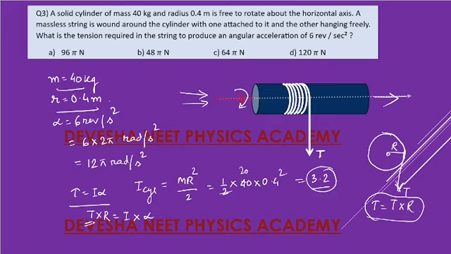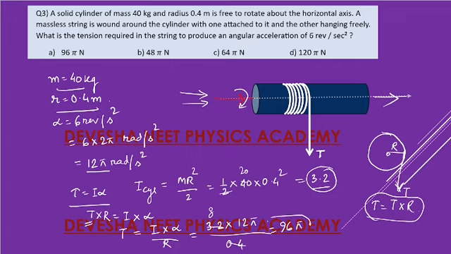I need to find the tension T. So T is equal to I into alpha divided by R. I have computed I as 3.2, and alpha is given, we calculated it as 12 pi. R, that is the radius, is given to be 0.4. So if you just put this here, T is equal to 96 pi. So this is the answer, this is the tension. We will now go to the next problem.